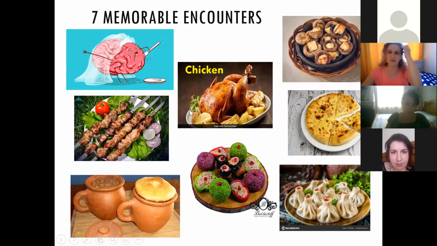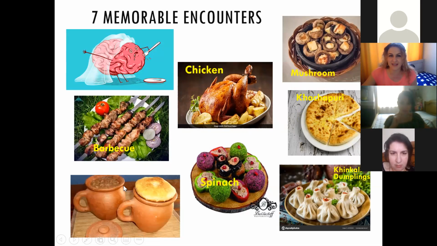Yes. So for those people who don't know Georgian cuisine, there are titles on the slide: chicken, mushroom with cheese, khachapuri, which we call cheese bread, barbecue, khinkali, which are Georgian dumplings, spinach, and lobio, a Georgian bean dish with cornbread, which is also called mchadi in the Georgian language.